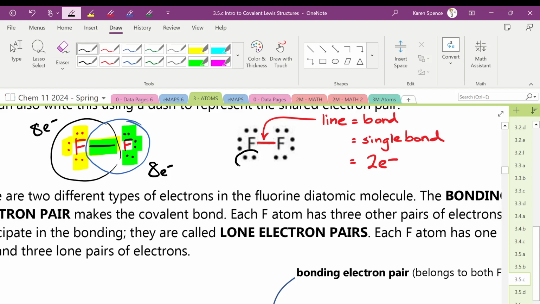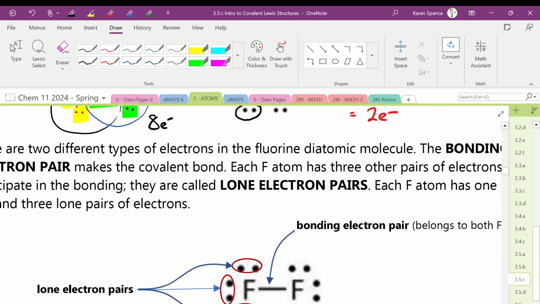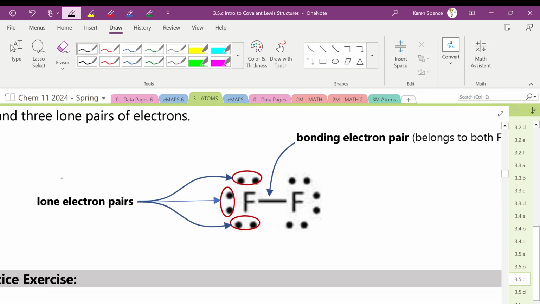Now, electrons that are not bonding pairs are called lone electron pairs. And those are electron pairs that are not bonding pairs.